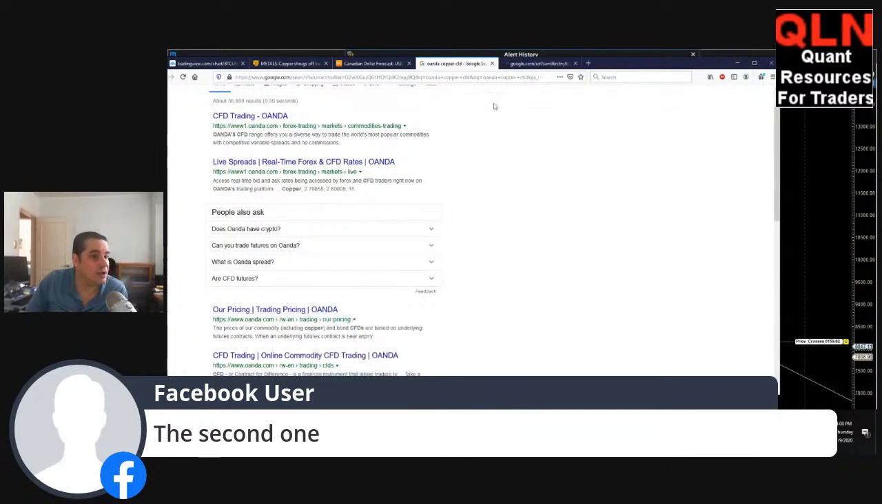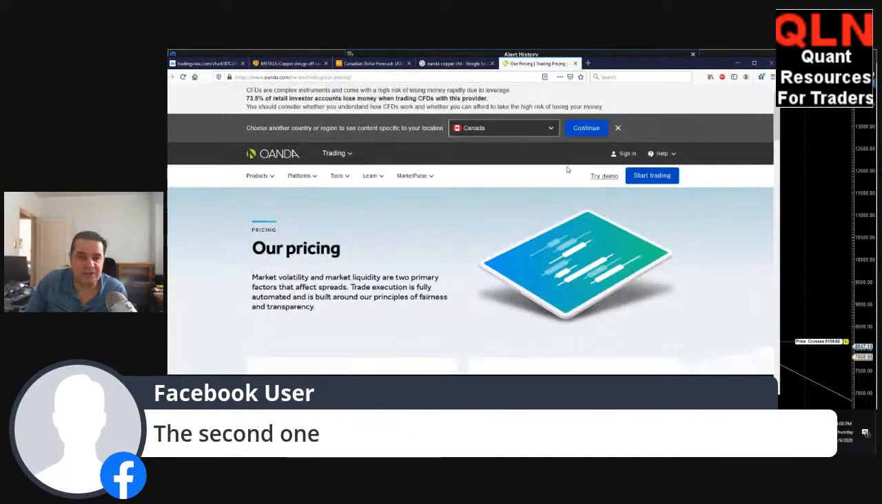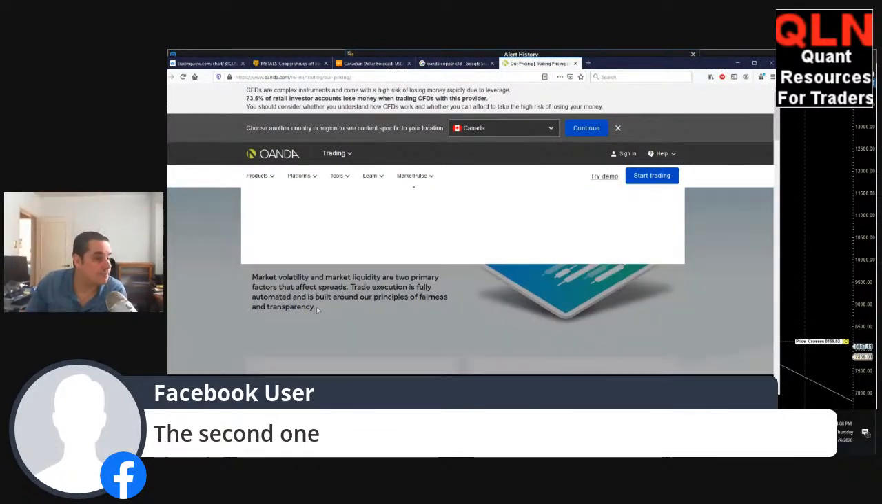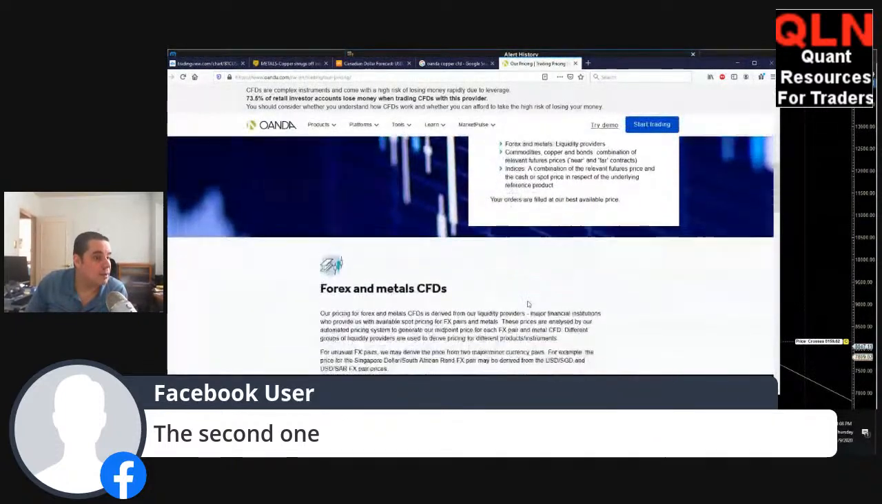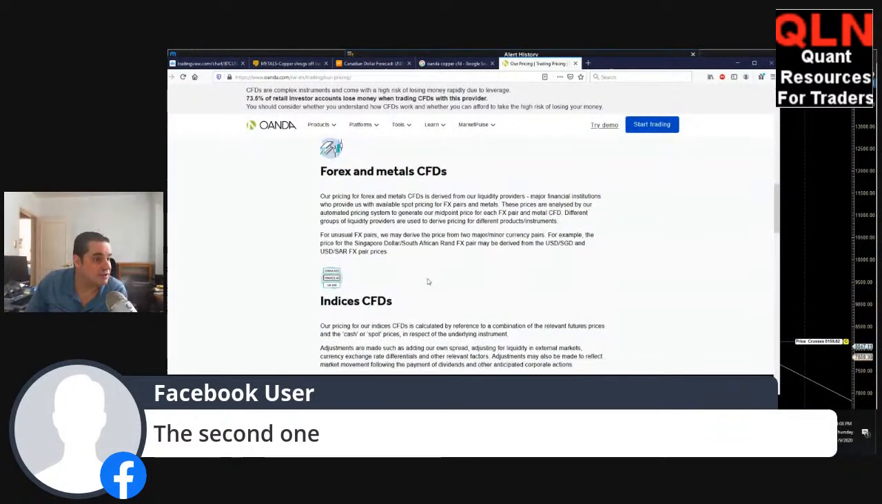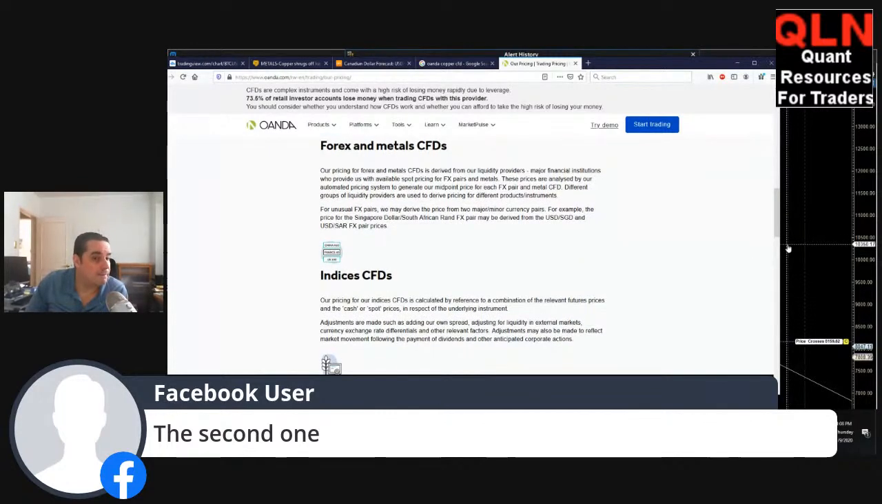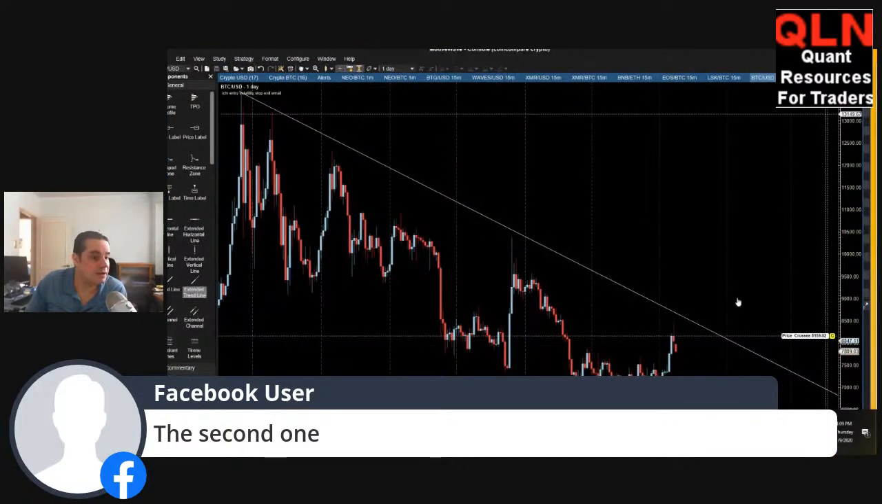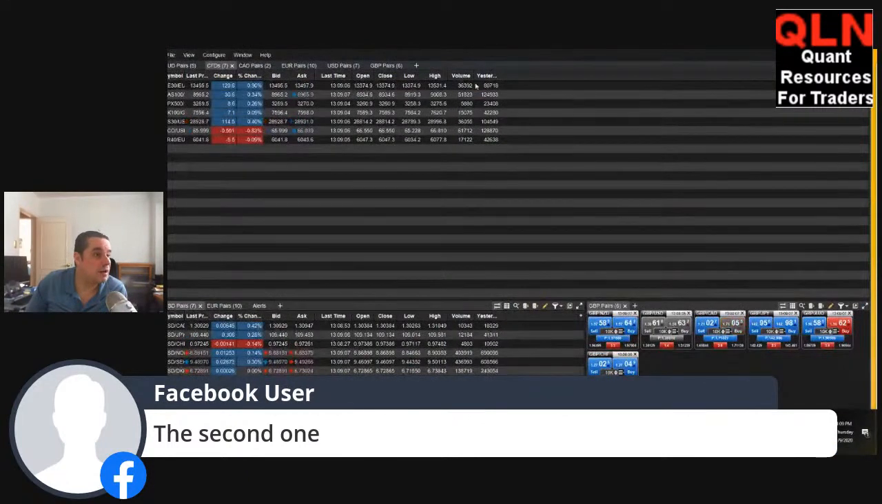CFD. Let's see if anybody knows what the CFD symbol is for copper. I know it begins with an X, but let's see. I know there's a CFD here. Let me see. I'm going to go back to my other. I might be able to find it here. Crypto. Okay, so here we are. So our CFD.